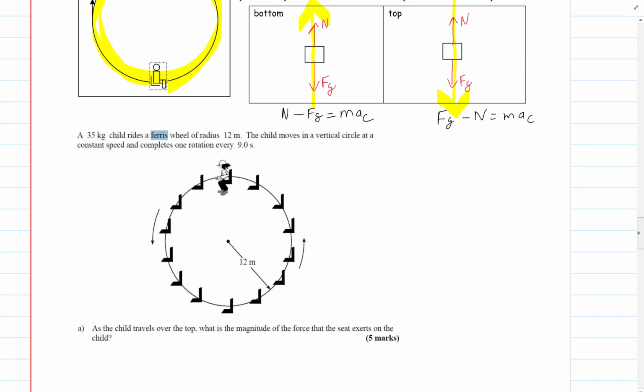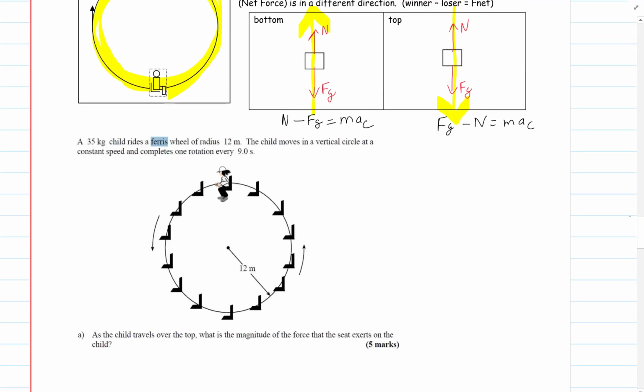So let's look at this example here. A 35 kilogram child rides a Ferris wheel of radius 12 meters. The child moves in a vertical circle at a constant speed and completes one rotation every 9 seconds. As the child travels over the top, what is the magnitude of the force that the seat exerts on the child? Okay, first of all, the ride stops. Let's just do that one, just as a separate thing. As he stops at the top of the ride, how much force is being pushed up on him?